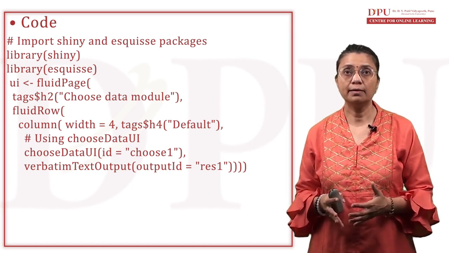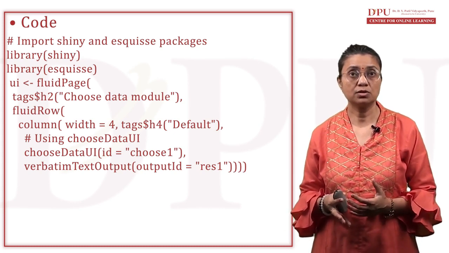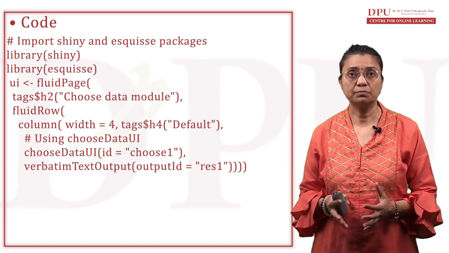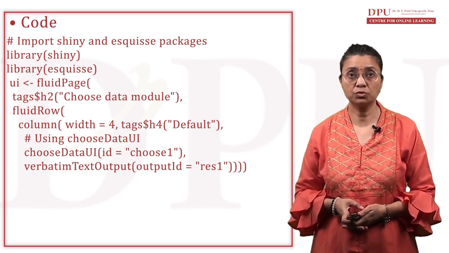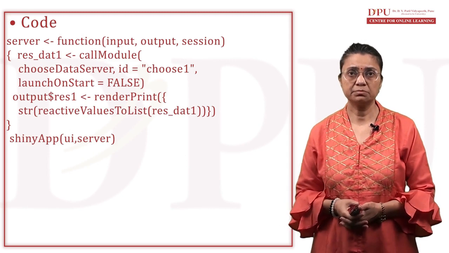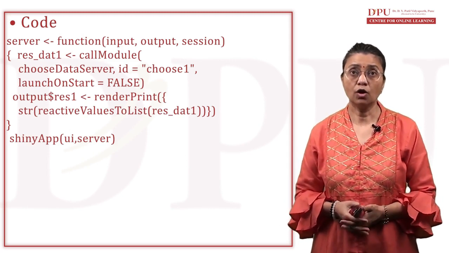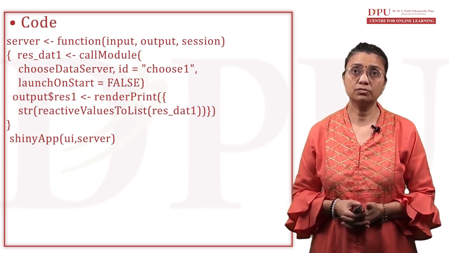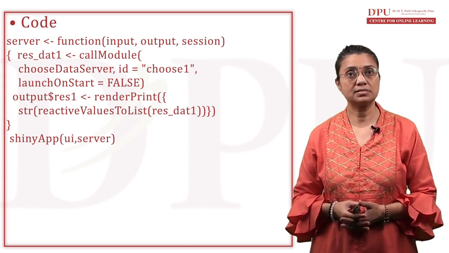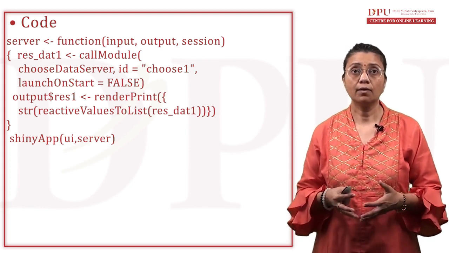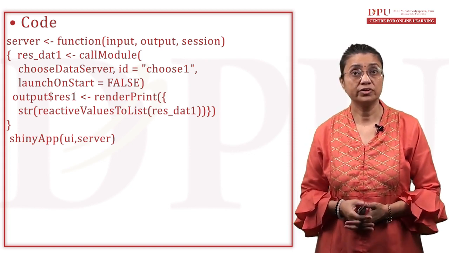Basically, why am I doing this? Because I have to create a dynamic system where I can change the rows, select the rows, and the data can be selected from the choice. And that is how I am trying to use the fluidPage and fluidRow functions. I create a variable server and equate it to a function with input, output, and session. I call the module chooseDataServer, ID equals choose1, launchOnStart equals false, and store everything into the res.1 variable.